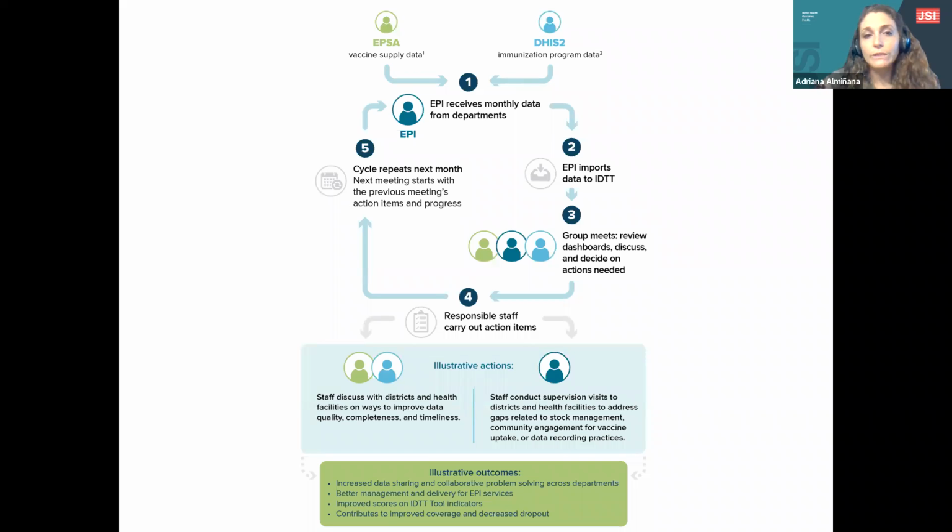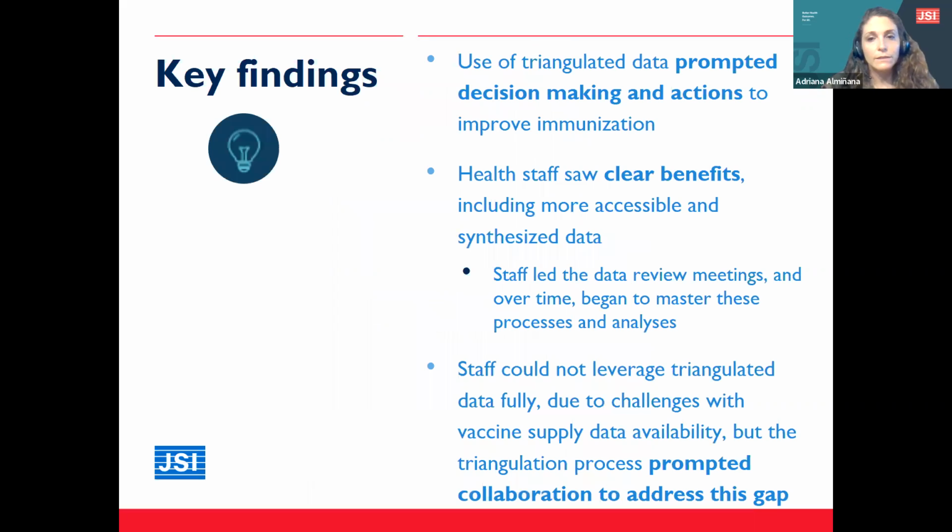So essentially we supported the rollout and the implementation of this monthly process in two sub-national areas of Ethiopia. And this included developing that tool to help facilitate the analysis, as well as providing ongoing support for that cross-departmental data triangulation committee at their monthly meetings. And so after several months of implementation, we wanted to document what we learned through some key informant interviews, as well as a review of the meeting minutes and the data. And I'll share some of those findings now.